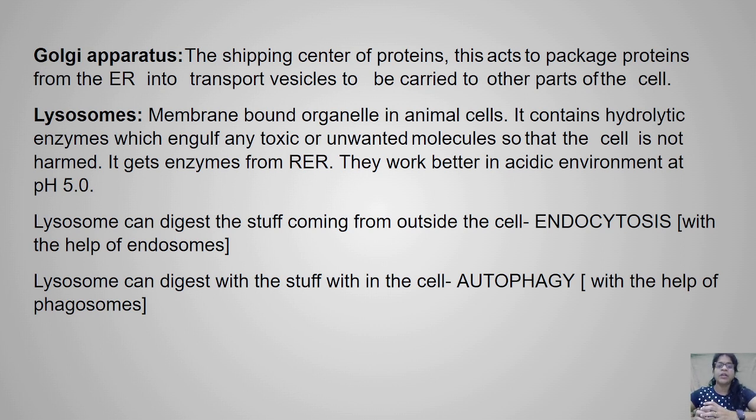From the cis face, as they are associated with the rough endoplasmic reticulum, the glycoproteins produced here would be transported to the trans face of your Golgi apparatus. That is how the Golgi apparatus works. It is the shipping center of proteins. It packs all the proteins from the ER and transports them to other parts of your cell, like organelles.